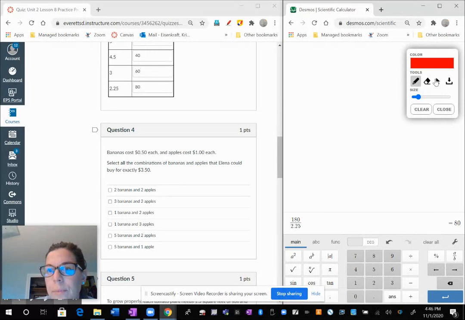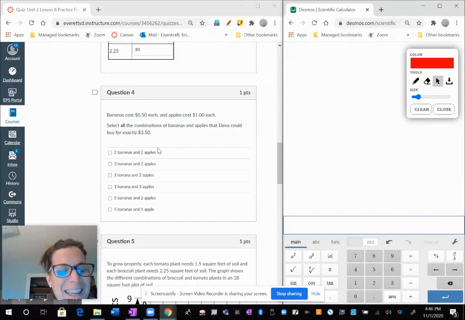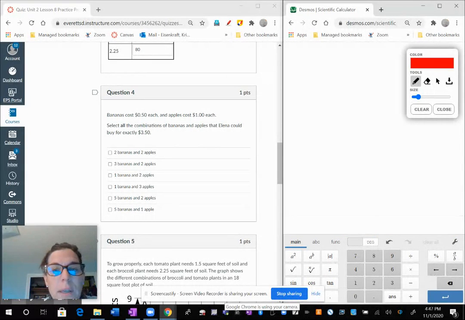Clear all here. All right, an easy one, I think. Bananas cost 50 cents each and apples cost $1 each. Select all combinations of bananas and apples that Elena could buy for exactly $3.50. So this is a good mental math problem, but I thought this would be a good opportunity to go back to writing equations.